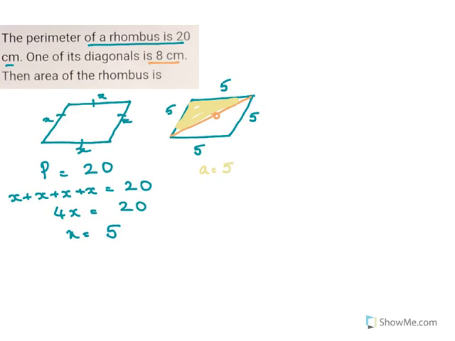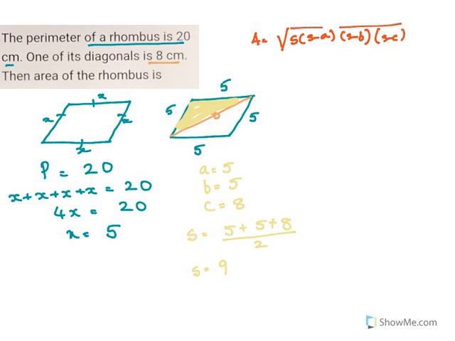Your A is 5, B is 5 and C is 8. Semi-perimeter: 5 plus 5 plus 8 divided by 2, and the semi-perimeter will come to 9. The next step, we know our area equals the square root of S, S minus A, S minus B, and then we have S minus C.